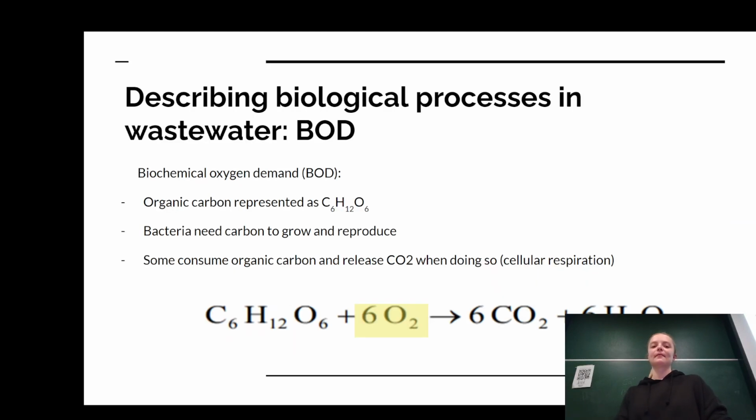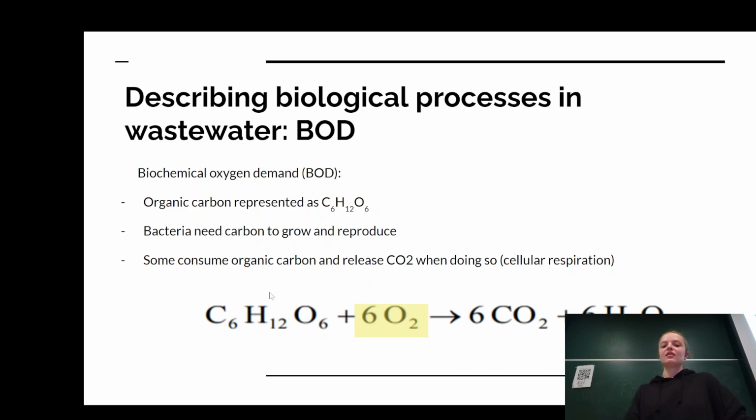Okay. Now describing some biological processes in wastewater, we have this measure called BOD. That's called biochemical oxygen demand. They often represent this thing called organic carbon as C6H12O6. Basically what you need to remember is that bacteria need carbon to grow and reproduce, and some consume organic carbon, which is this stuff right here, and release CO2 when doing so. That's kind of what we do, this thing called cellular respiration. Whenever you breathe, you're doing that right now.